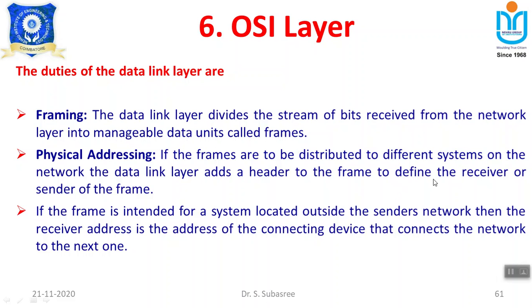Right, the frames are distributed to different systems on the network. The data link layer adds a header. Header is nothing but the address. So the frame along with the address has to be delivered in the medium. Only by identifying the address will it be delivered. All the frames will be delivered to the destination. So that is called physical framing and physical address.